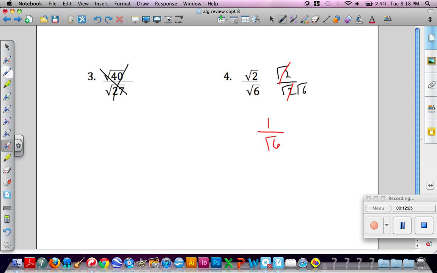Now having a radical on the bottom is improper mathematics, so I'm going to multiply the top and the bottom by root 6. That leaves me with root 6 on the top, and square root of 6 times square root of 6 is square root of 36, which is 6.